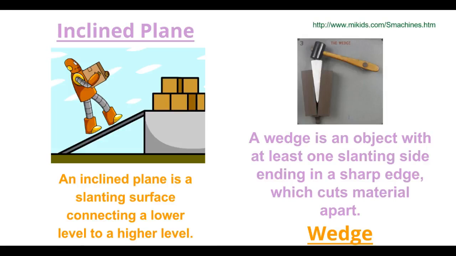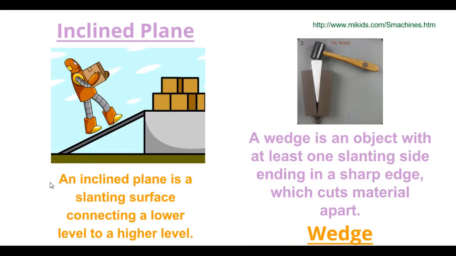An inclined plane is a slanting surface connecting a lower level to a higher level. As you can see here, the bottom of the inclined plane is on the ground, and then it goes up and it's connected to a higher level. So instead of the robot having to step up or for it to be stairs to go up, the robot is able to just walk up the inclined plane, and as you can see in this diagram, put the boxes down on the higher level.